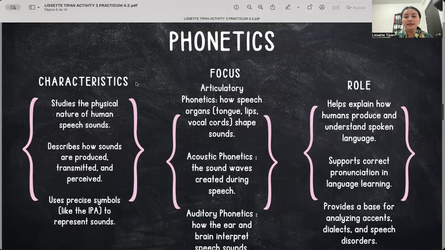Phonetics has three main parts. Articulatory phonetics, which looks at how we move our mouth. Acoustic phonetics, which looks at sound waves. And auditory phonetics, which focuses on how we hear and interpret sounds. This information is helpful when teaching students how to pronounce difficult sounds, especially ones that don't exist in their native language.